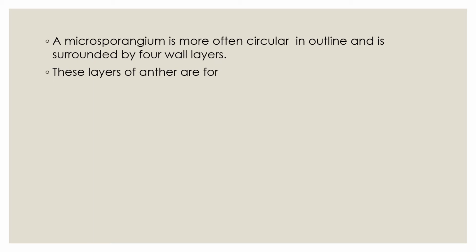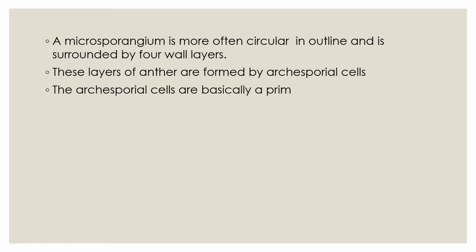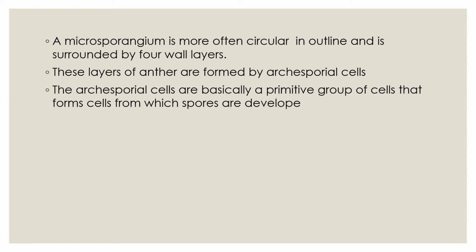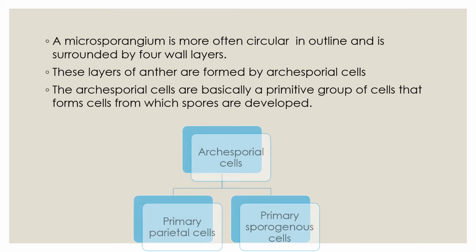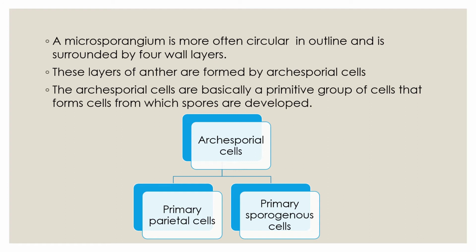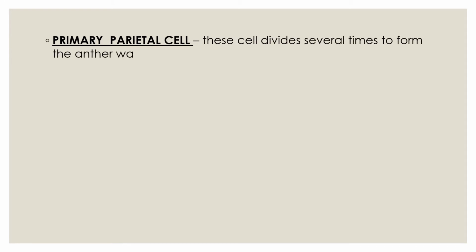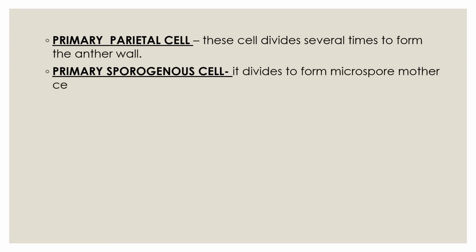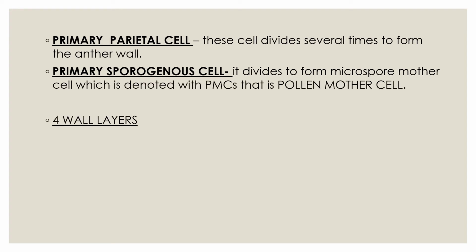These layers of anther are formed by Archesporial cells. The Archesporial cells are basically a primitive group of cells from which spores are developed. That is, Archesporial cells are classified into primary parietal cells and primary sporogenous cells. Primary parietal cells divide several times to form the anther wall, whereas the primary sporogenous cells divide to form the microspore mother cell, denoted as PMCs, that is pollen mother cell.